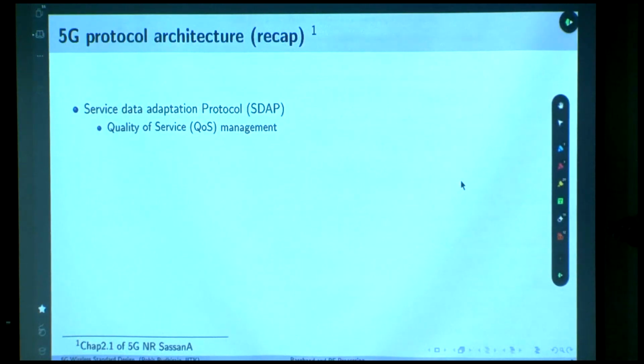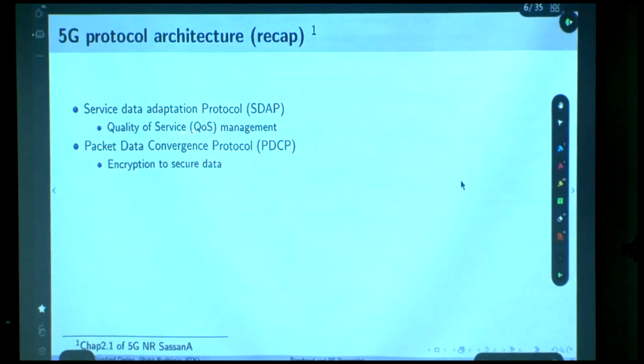So what is the first layer? Service data adaptation protocol, quality of service management. Some applications will require one kind of service, another application will require another kind of service, so that's what this layer does. Then there is the packet data convergence protocol layer, PDCP. Encryption. All these layers do a lot of other things, but I am latching on to what we understand so that you know the importance of these layers. So don't get carried away by the fact that I have mentioned only one aspect of it. There are 1,000 other things which these layers will do, okay.